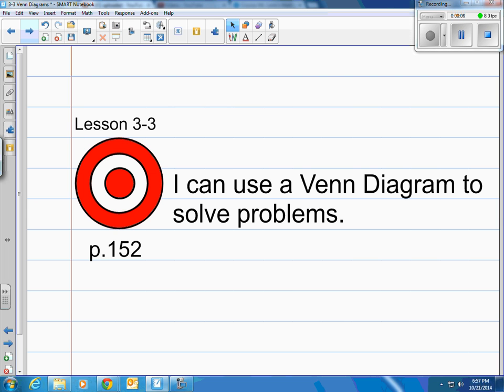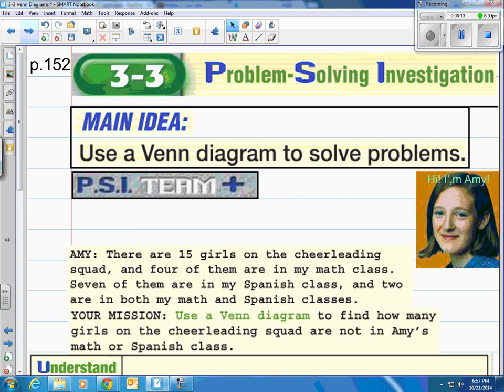This is lesson 3-3 in our book on page 152, and the target is I can use a Venn diagram to solve problems. This is a problem-solving investigation. Our main idea is to use that Venn diagram to solve problems. And Amy's saying hi to us over there. Hi, Amy. She's part of the PSI team. She just received a message.